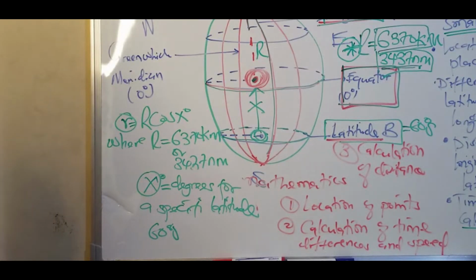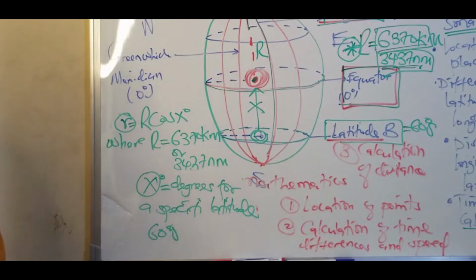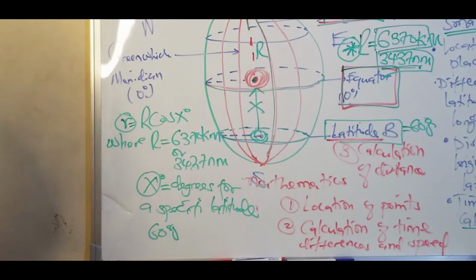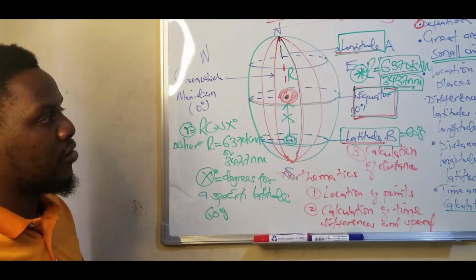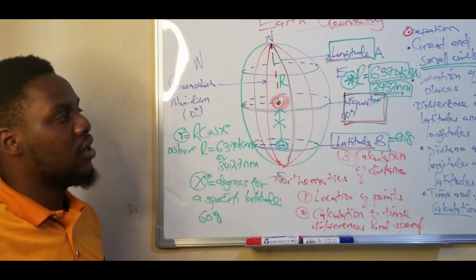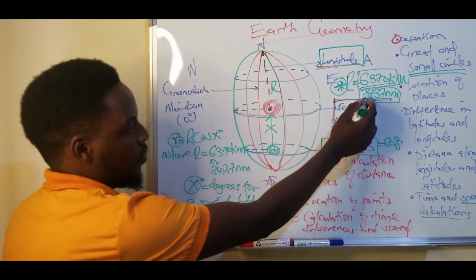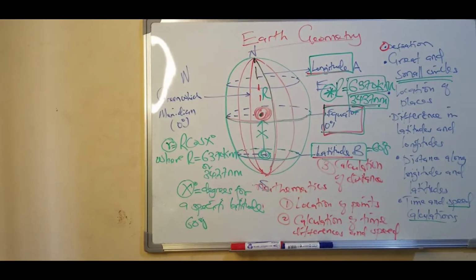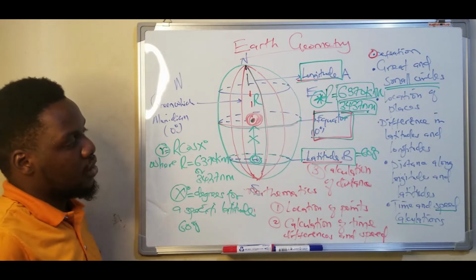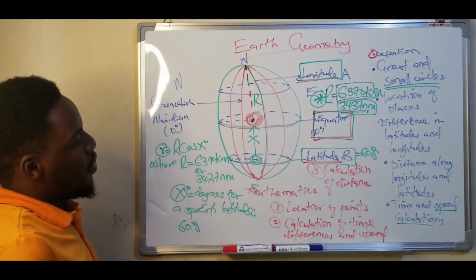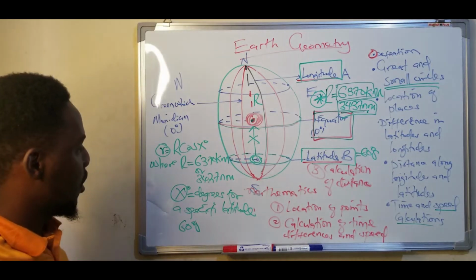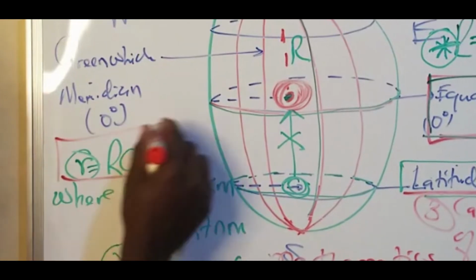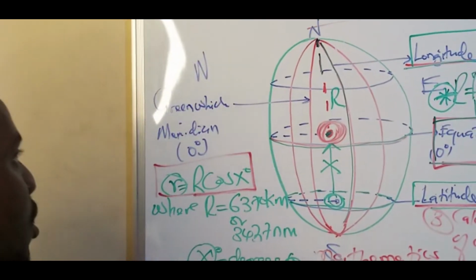So with that said, the things that we need to take into consideration here are two things. One is that all longitudes as well as the equator are great circles and have the radius of the Earth, which is 6,370 kilometers, as well as 37 nautical miles. The second thing is that all latitudes except the equator are small circles and have the radius r is equal to R cos x degrees.